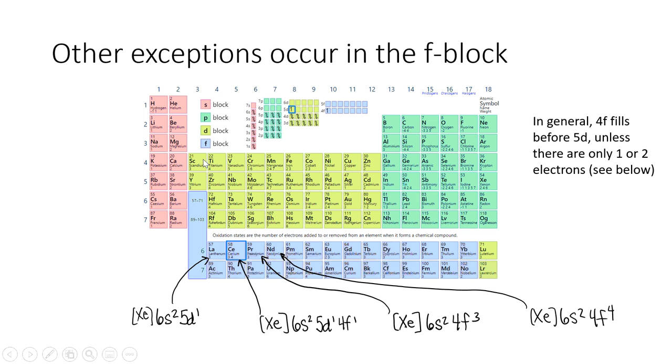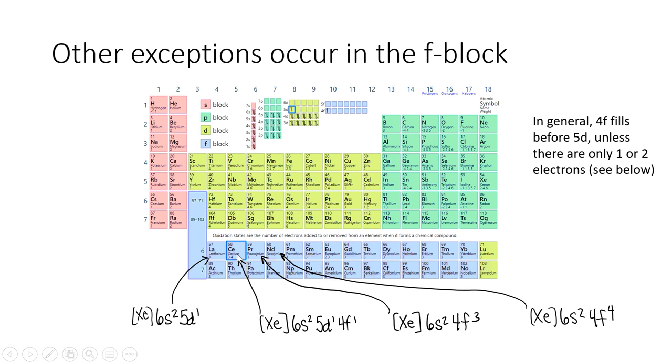And here are some other exceptions down here, where they occur in the f block. You might notice some weird numbering happen here, 56, 55, 56. Some tables show 57 up here, some show it down here. It's because some weird stuff happens here. Barium ends in 6s2. Lanthanum is 6s2 5d1. So that extra electron goes in the d, which is why our periodic table, I believe, shows it up here in the d block.